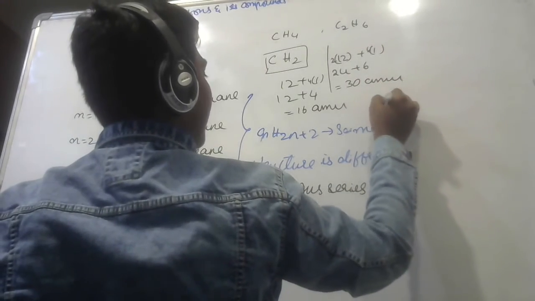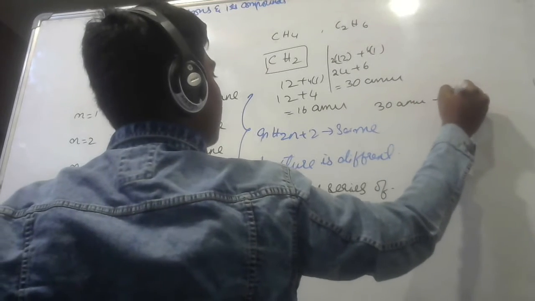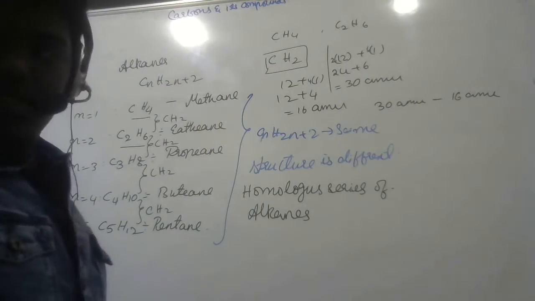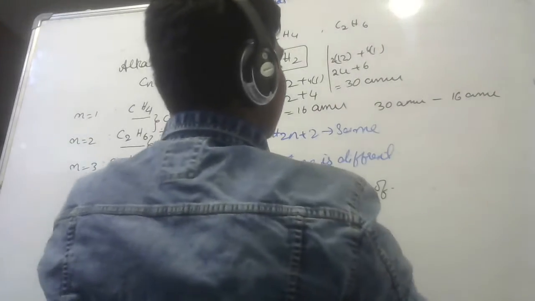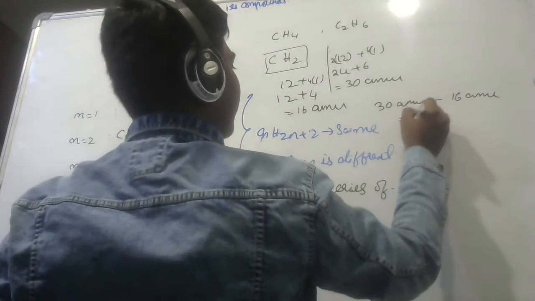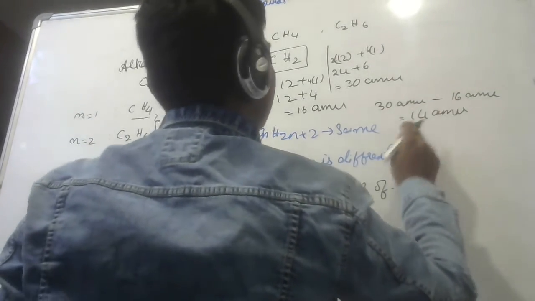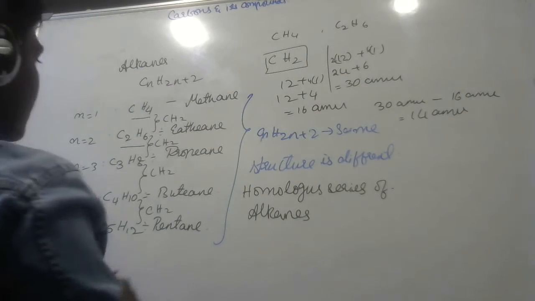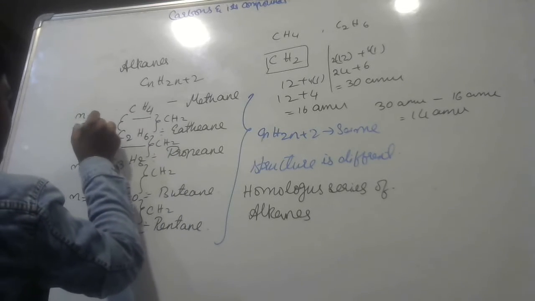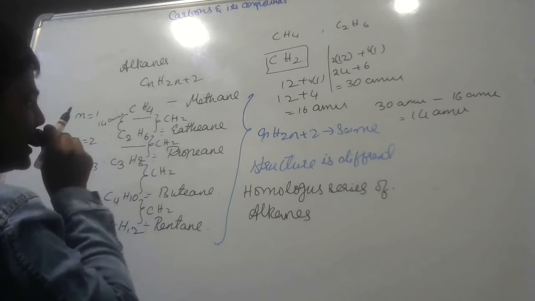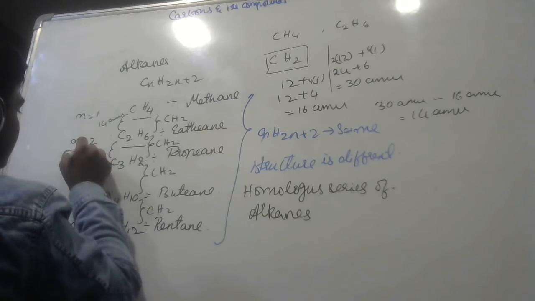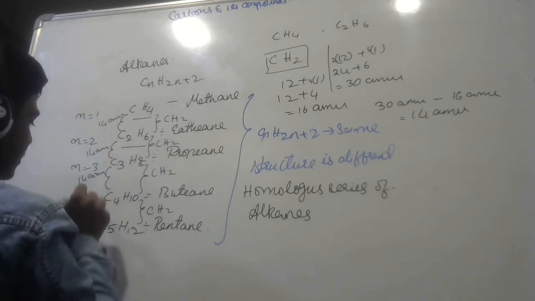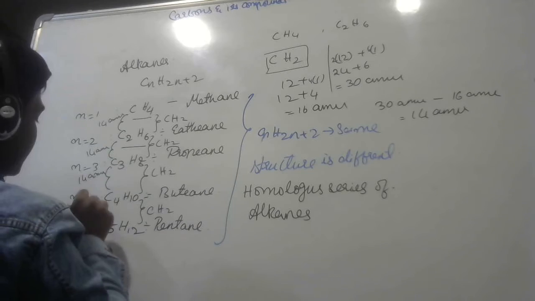Now you try to subtract 30 AMU from 16 AMU. AMU means the atomic mass unit. Now when you subtract, we get a difference of 14 AMU. Now if you see between these both, there is a difference of 14 AMU, again 14 AMU, again 14 AMU.